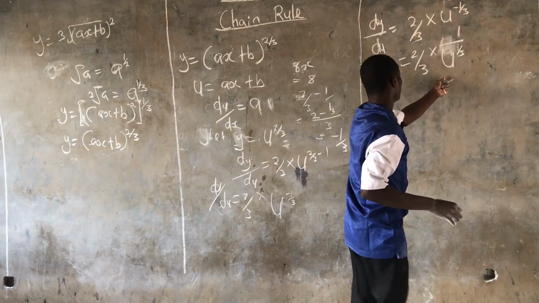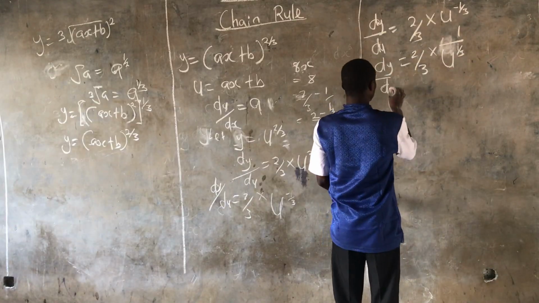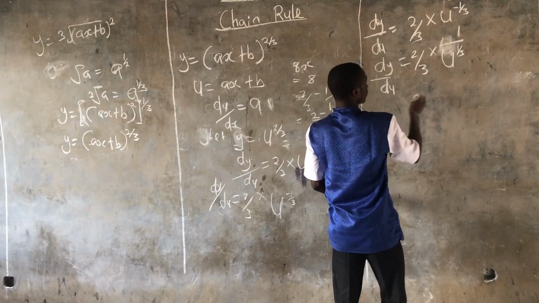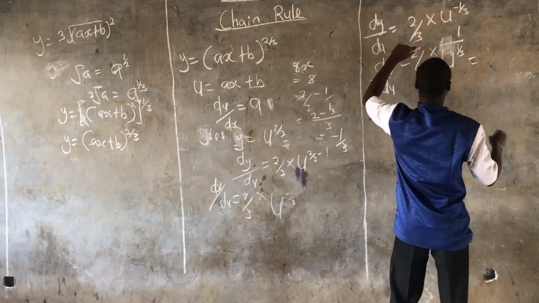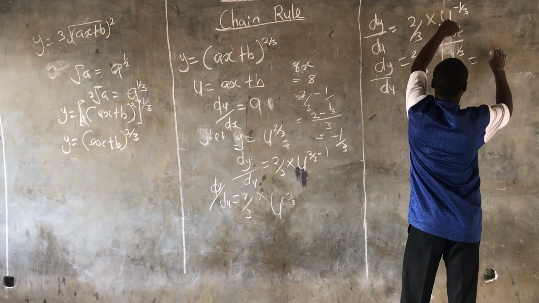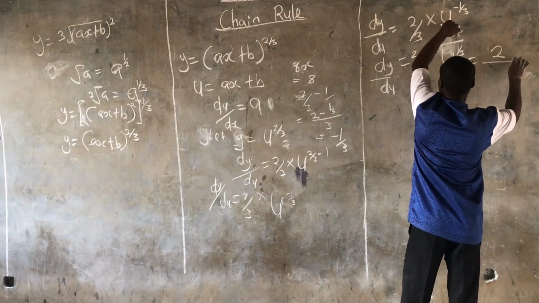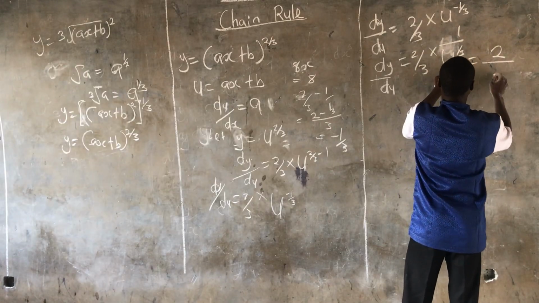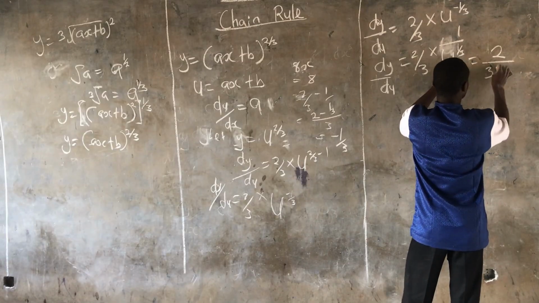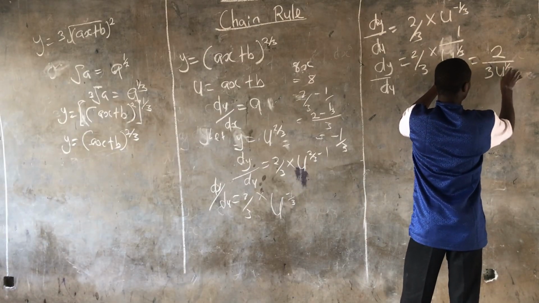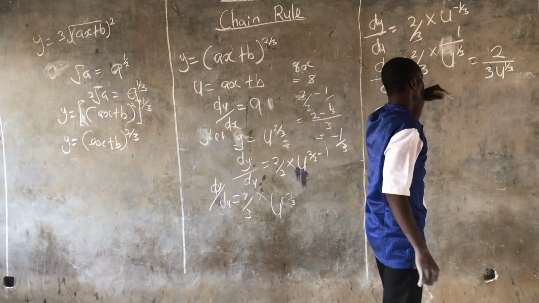This one will come down. So now this dy over du finally becomes 2 times 1, which is 2, over 3 times u raised to the power 1 over 3, that is 3u raised to the power 1 over 3.